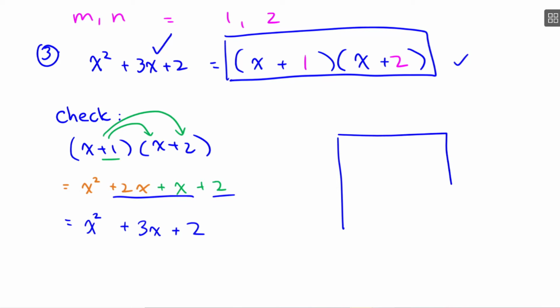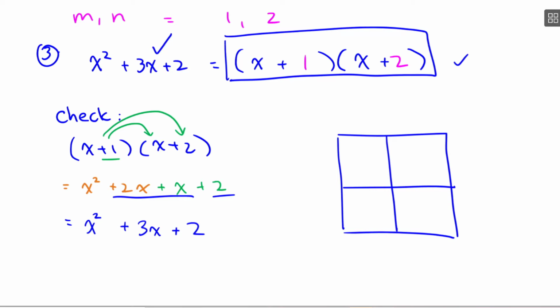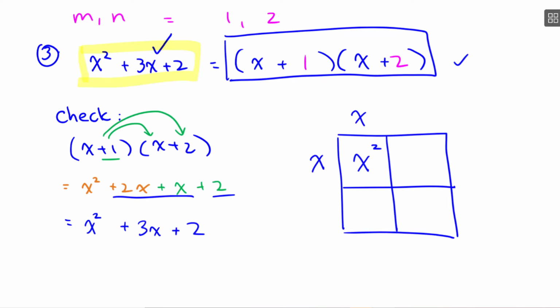So essentially what I want to do is bring back our factoring box here. Remember, the original question was x squared plus 3x plus 2. So what I want is two things that multiply to x squared. What times what gives us x squared? Well, x times x gives us x squared.